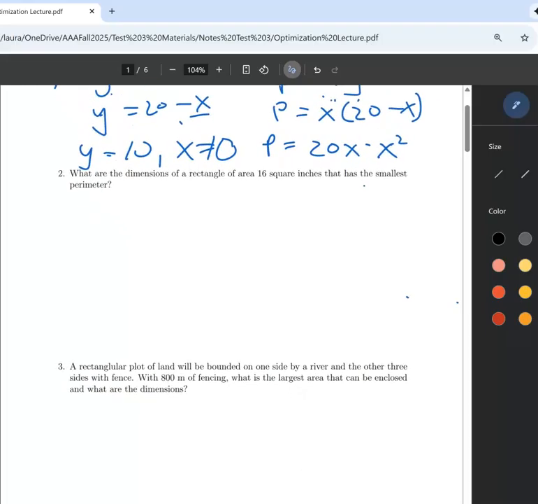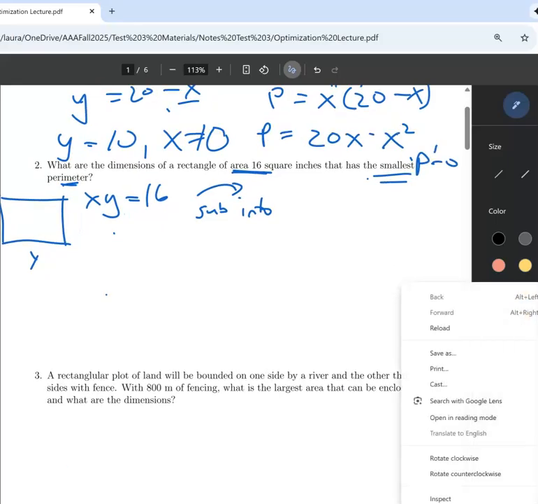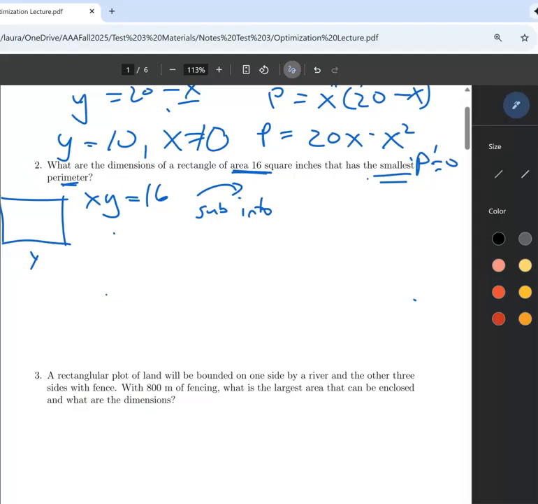Let's look at this one. So I'm finding the dimensions of a rectangle whose area is 16. We cannot assume it's a square. So I've got an x and a y. So we know area, x times y, is 16. So that's our constraint. The constraint is always the one we use to sub into the one we're trying to maximize or minimize. Smallest perimeter. Okay, so in my head, I'm thinking I'm going to be taking the derivative of perimeter and setting it equal to 0, and that will give me the smallest.